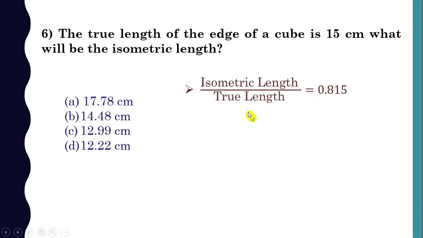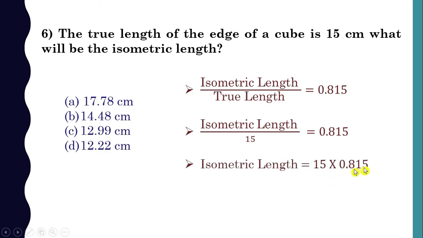So the equation we know: isometric length upon true length equals 0.815. Here the true length of the edge of the cube is given as 15 centimeter, and we have to find the isometric length. So isometric length becomes 15 multiplied by 0.815. You get the answer 12.225. So your answer D is correct, 12.22 centimeter.